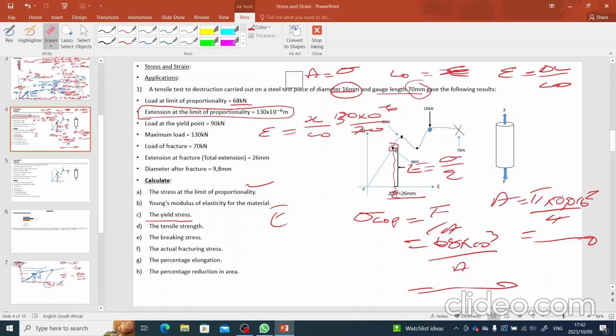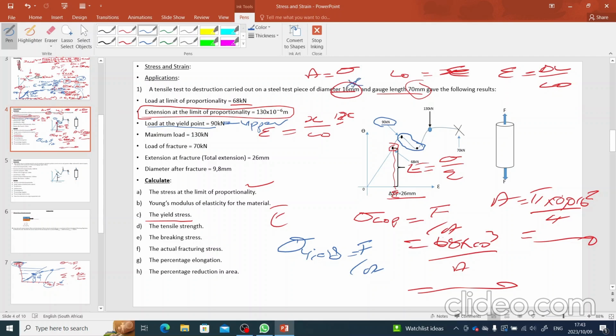The yield stress is easy. If you are given such information and they didn't specify the load at the yield, whether it is the upper or the lower, we always assume that load at the yield to be the upper, like I did here. It means the whole region here is under what? It is under 90 kilonewton. Then from there you are able to calculate the stress at the yield. It is force over area. Which area? The area that you would have calculated using that diameter. Then you get the stress at the yield.